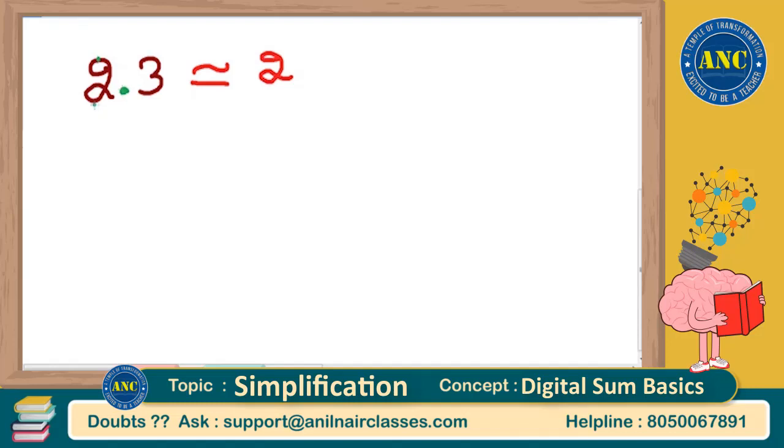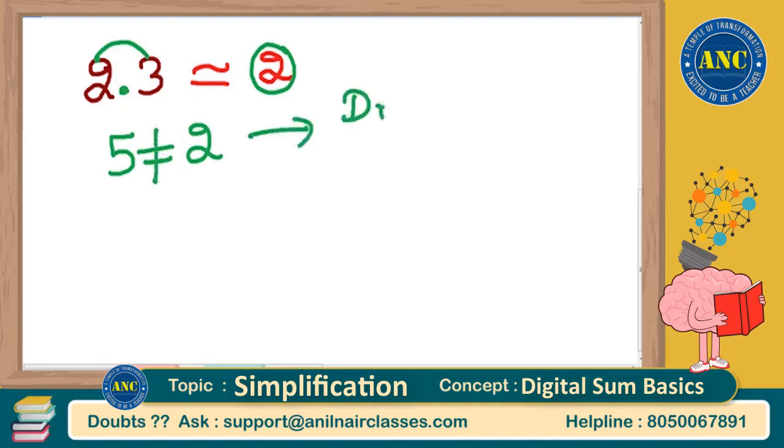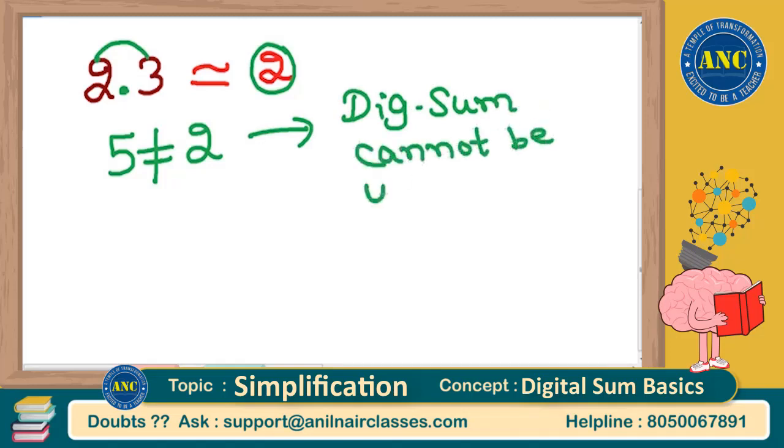There is one student who asked that doubt, Sudhir Kumar, what if a decimal number is used? Your doubt also is clarified by this example, sir. If there is a decimal point, you can ignore the decimal and then find the digital sum. 2 plus 3 digital sum is 5, whereas the digital sum of 2 is 2. Are they equal? No, they are not equal. That means digital sum cannot be used when the values are approximated.